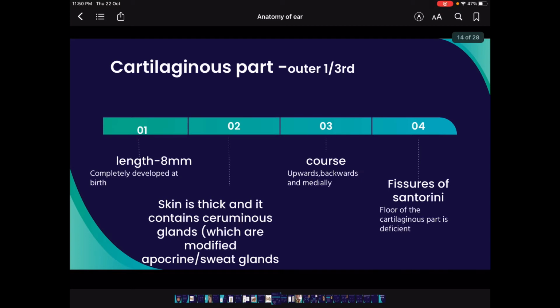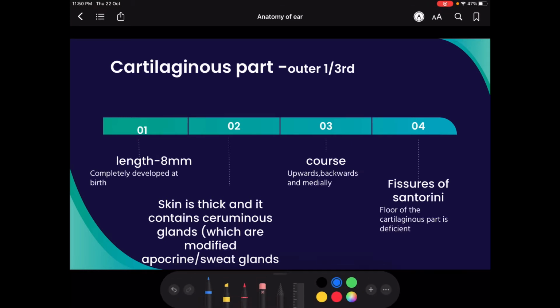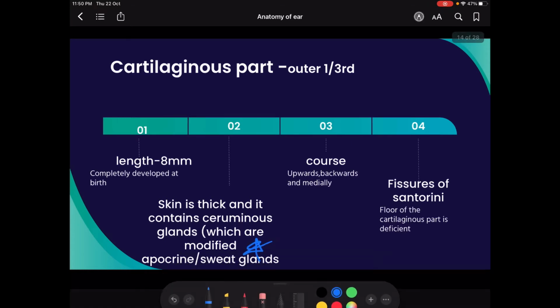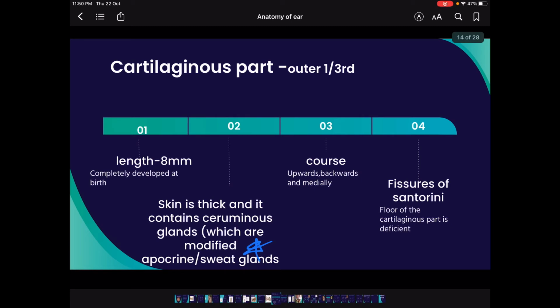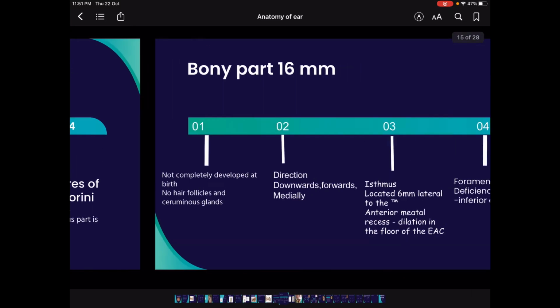So, the cartilaginous part is almost 8 mm long and is completely developed at birth, and the skin at this region is very thick and contains ceruminous glands, which are modified sweat glands or apocrine glands. The course is upwards, backwards and medially, and the floor of the cartilaginous part is deficient, which is called the fissures of Santorini. You need to remember that any parotid infection can track through these fissures and involve the external auditory canal. Similarly, infections in the canal may lead to involvement of the parotid.